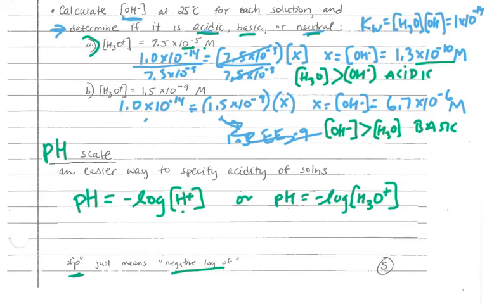So we can use the concentration of hydrogen or hydronium to figure out the pH of a solution. If we want to go the opposite way, if we have the pH and we want to know the hydrogen ion concentration, the inverse of these equations is 10 to the negative pH equals the concentration of hydrogen, or in terms of hydronium, same thing.